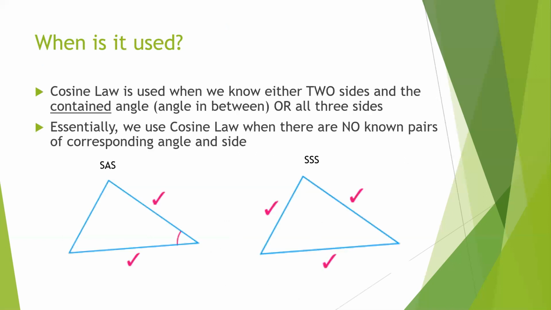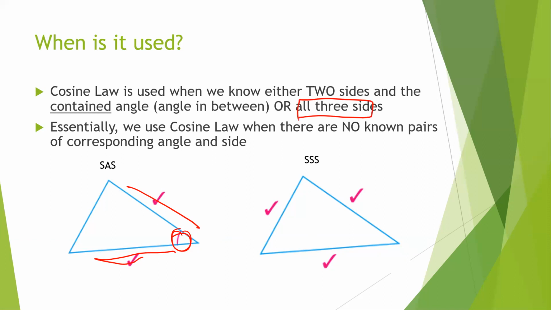So when do you use cosine law? Luckily, there are really only 2 cases, and they're pretty easy to remember. Unlike sine law, where there's an ambiguous case and more scenarios to consider, cosine law is pretty self-explanatory. You don't have an ambiguous case, which is really great. You use cosine law if you know 2 of the sides and the contained angle. By contained angle, I mean an angle that is between the 2 sides that you know. Or, if you know all 3 sides. So it's pretty simple to know the cases.